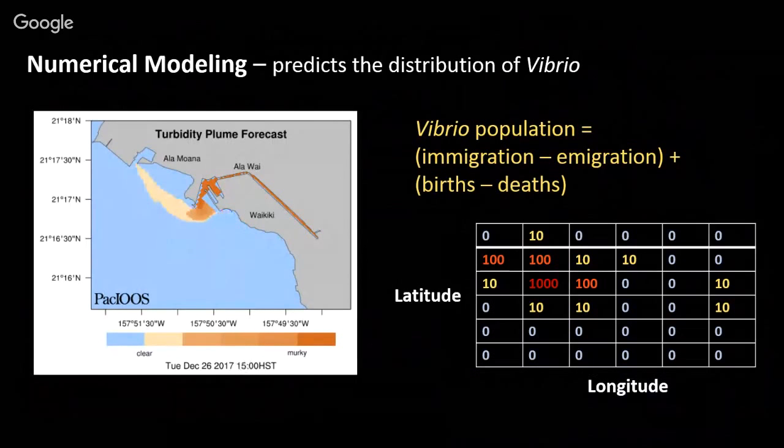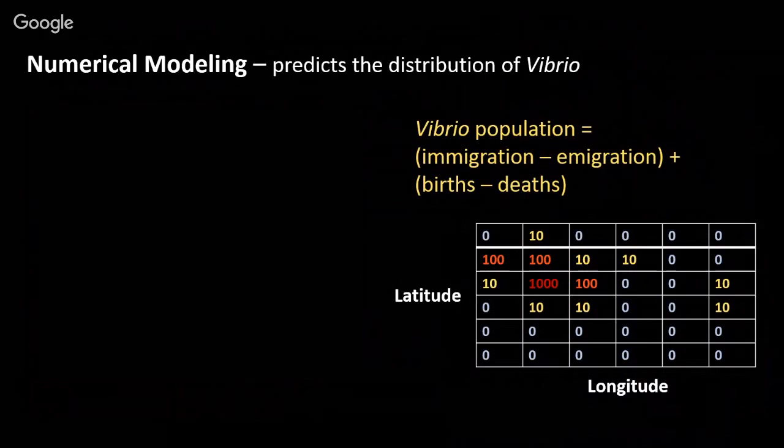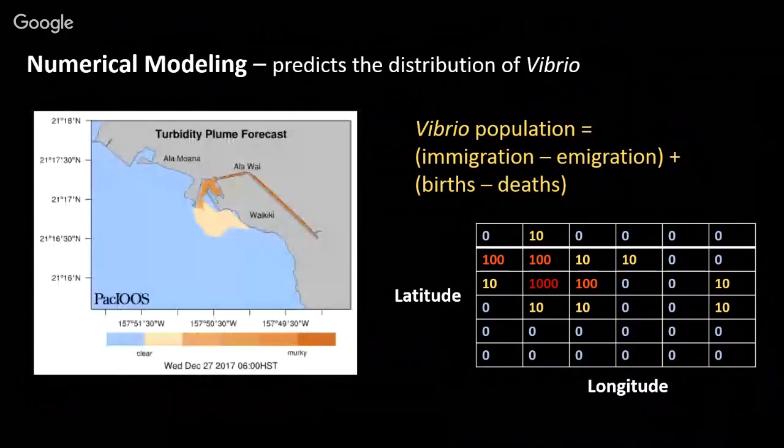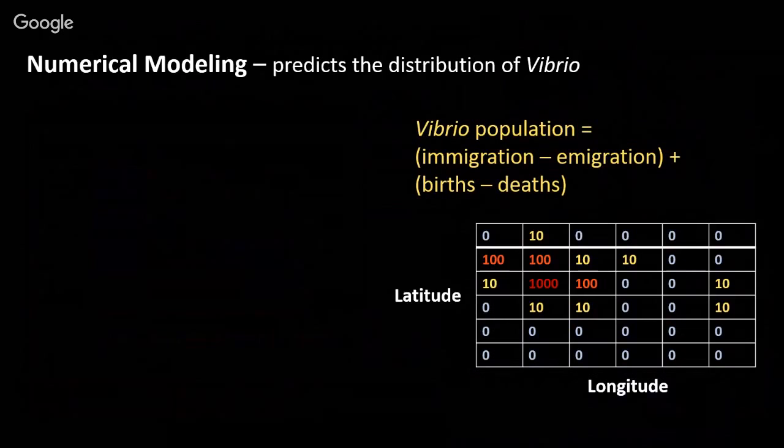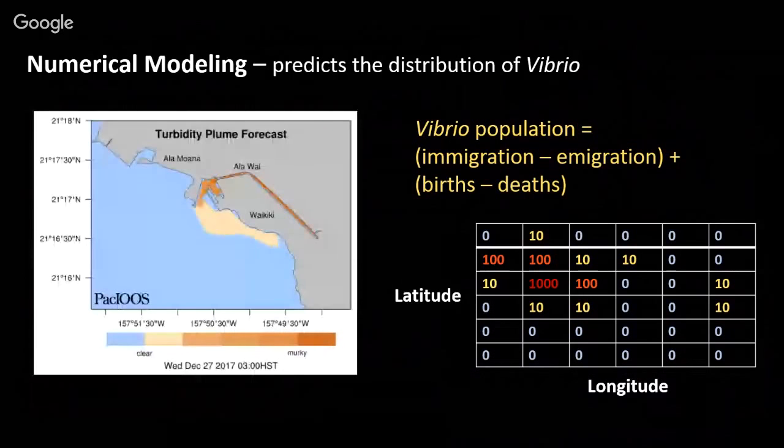And as we grid out that space, as you can see on the right, for each cell we apply this method. And it's sort of like inputs minus outputs. So you have immigration minus emigration, so that's really just water movement, and births minus deaths. So that's getting at these population growth curves that we were doing in the lab experiments.